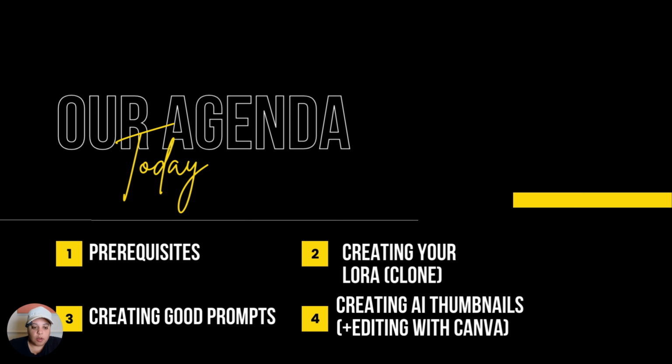So I want you guys to follow along with me as I go through the process. I'm going to walk you through everything step by step. But first, let's go over the prerequisites. Then we're going to cover creating your LoRa, which is your clone. And then third, we're going to talk about creating good prompts, because you can create your clone, but if you don't know how to use it and if you don't know how to create prompts, everything is going to look like garbage. So I want to make sure you know exactly how to create a good prompt and have a tool for you to use in order to create those prompts and literally mirror any type of image you see on the internet and create a clone out of that. And then last is creating your AI thumbnail and then editing it with Canva if you want to make any changes to it. So let's just jump right in.